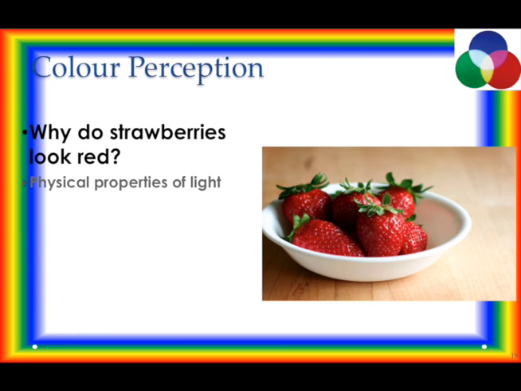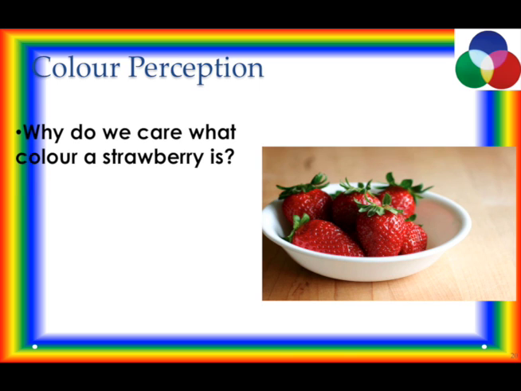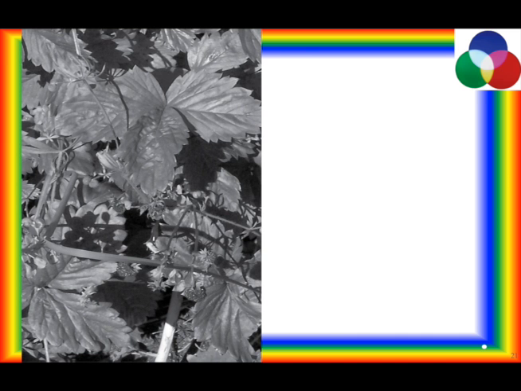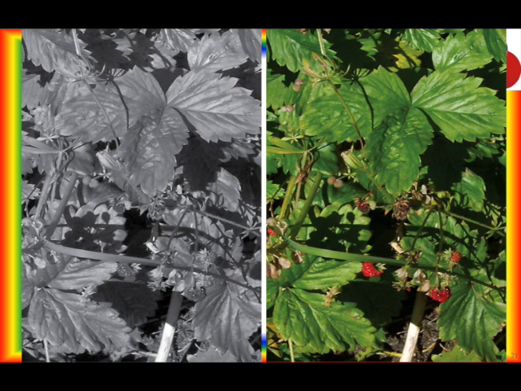All right, so color perception. The question would be something like, why do strawberries look red? And the answer is that it has to do with the physical properties of light. And a better question might be, why do we care? You know, one answer would be that if we didn't have color, this photograph is kind of dull. But when we add color, we can see those strawberries in there. And it's a lot more interesting.